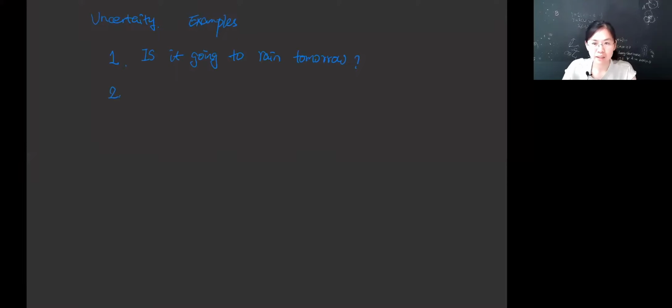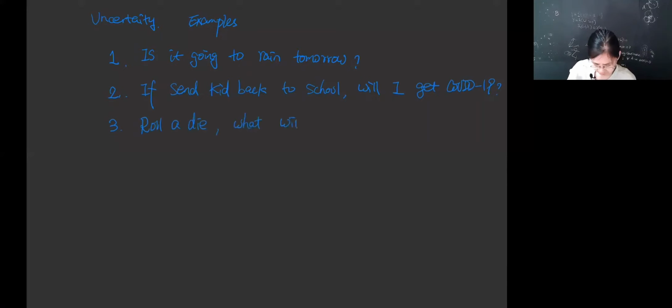Or as a second example that a lot of Americans are thinking about, if I send my kid back to school in the fall, am I gonna get the new coronavirus? Or suppose you're playing a game in which you roll a die. What will be the number that you get from rolling the die? Lots of uncertainty.